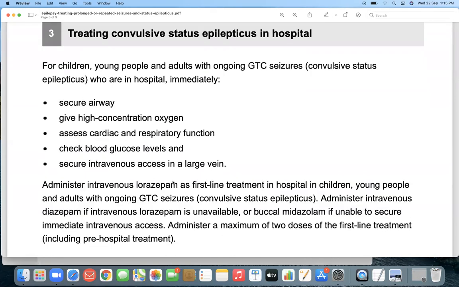Treating convulsive status epilepticus in hospital, for children, young people and adults with ongoing GTC seizures in hospital: first secure the airway, give high concentration oxygen. So high flow oxygen, you have to mention this in your management. Assess cardiac and respiratory function. So you can say cardiorespiratory monitoring, airway, circulation and breathing, then give high concentration oxygen, then check blood glucose level and secure intravenous access in a large vein.